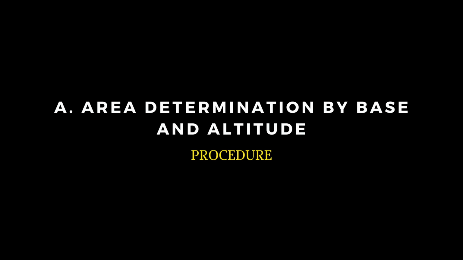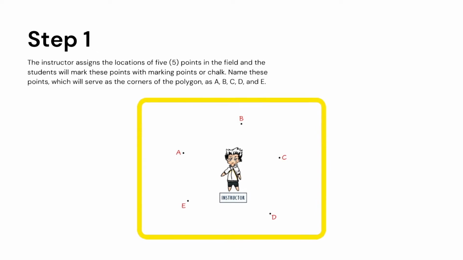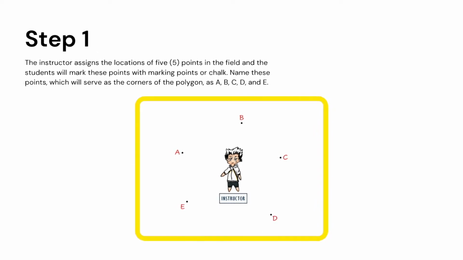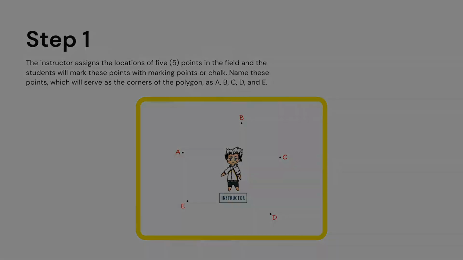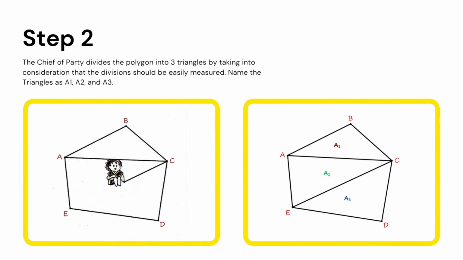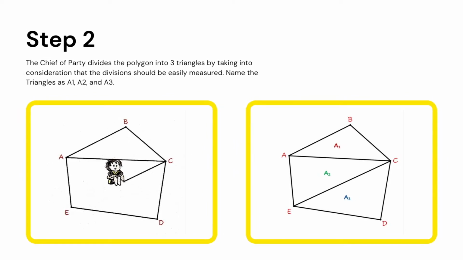Area determination by base and altitude. The instructor assigns the locations of 5 points in the field, and the students will mark these points with marking pins or chalk. Name these points, which will serve as the corners of the polygon, as A, B, C, D, and E. The chief of party divides the polygon into 3 triangles, taking into consideration that the divisions should be easily measured. Name the triangles as A1, A2, and A3.